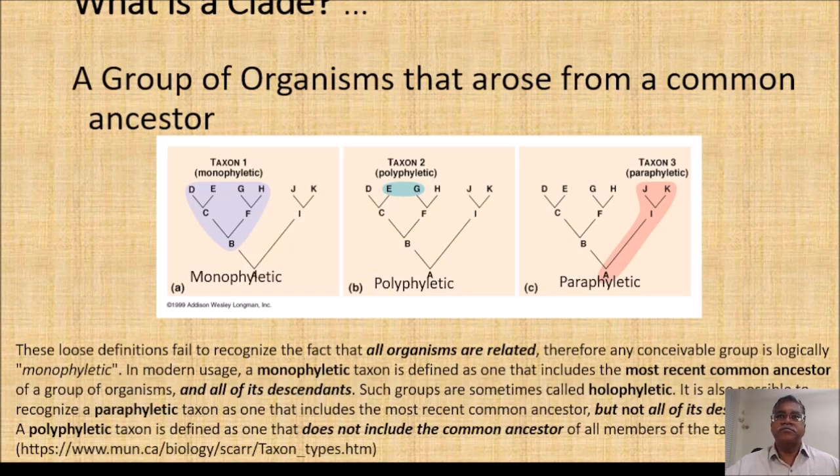A clade is a group of organisms that arose from a common ancestor. So you have the monophyletic. The monophyletic is therefore, for example, where you have the bifurcation that occurs where each of these arose from a particular group, and we are looking at the most recent common ancestors. So for example, for D and E, the most recent common ancestor is C, and for G and H it is F, and then for C and F it is B.